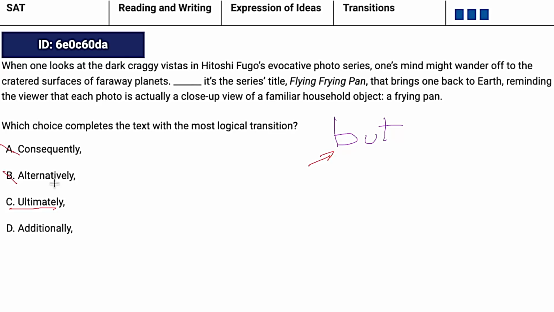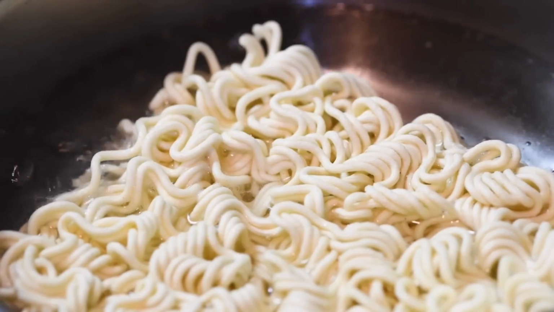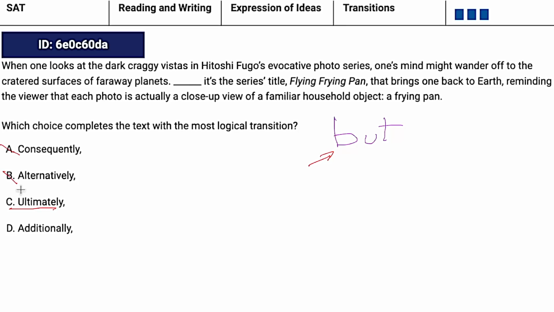Ultimately doesn't necessarily work the same way as but, but oftentimes it is combined with but, because it is a conclusion, what happens after all is said and done. So we could say something like, we thought about having pizza, we thought about having Chinese food, but ultimately we decided just to eat top ramen for dinner, or ultimately we decided to just eat top ramen for dinner. So here they're saying your mind might wander off into the cratered surfaces of faraway planets. So this thing is going to happen. At some point, though, you're going to come back to Earth. Ultimately, the title is going to bring you back to Earth.